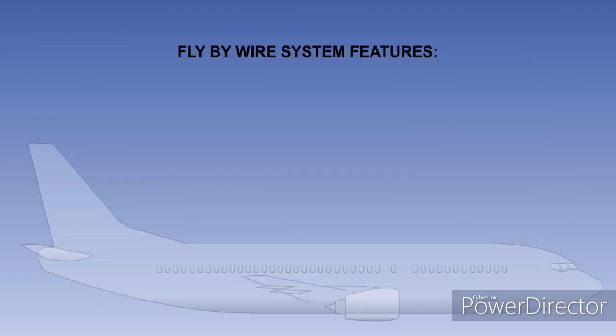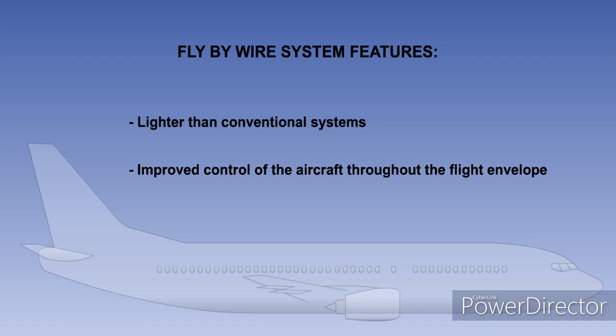To summarize fly-by-wire systems, they are lighter than conventional systems, and they improve the control of the aircraft throughout the flight envelope. As with conventional systems, they have a great deal of redundancy built into them.